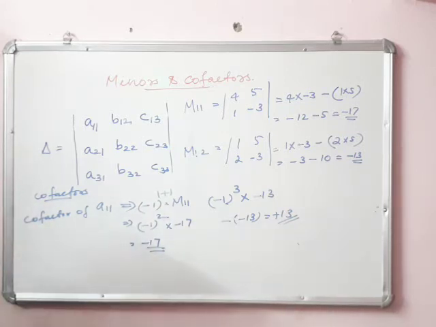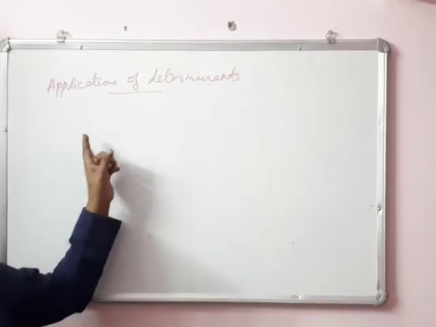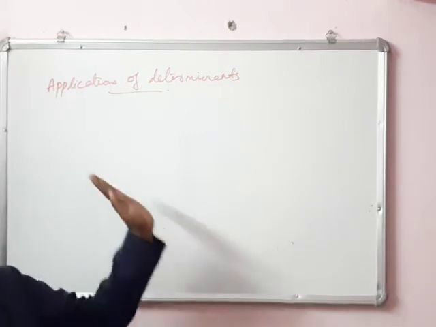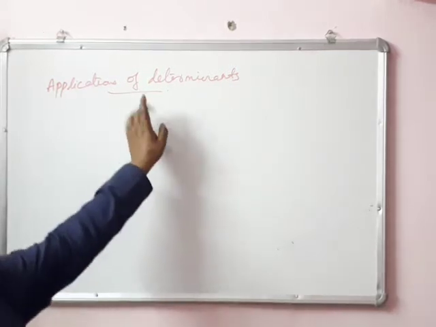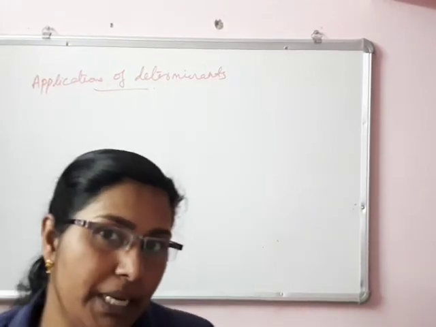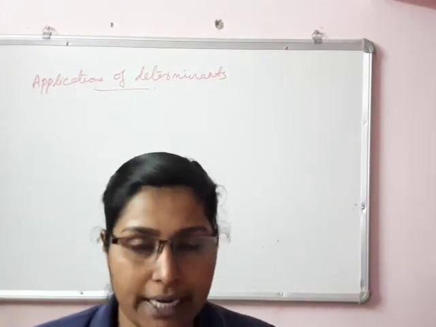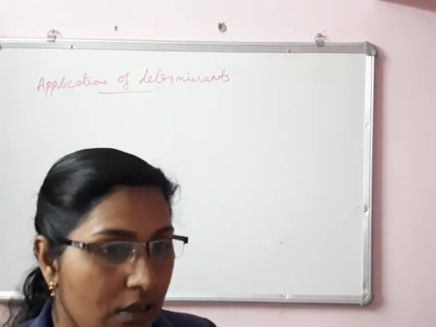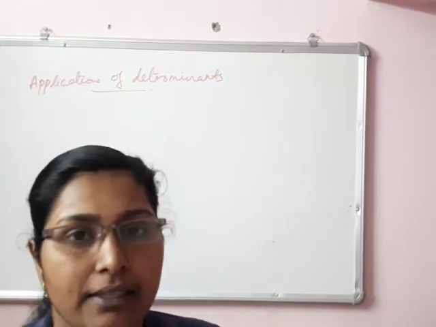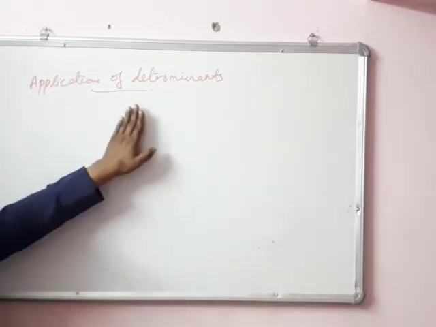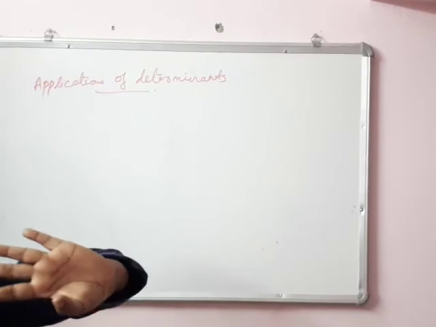Then next, we are going to discuss applications of determinants. Mainly, one of the applications is to find the area of a triangle, for example a triangular shaped field or triangular shaped buildings. Then how are we going to find the area of a triangular shape? That is the main one.